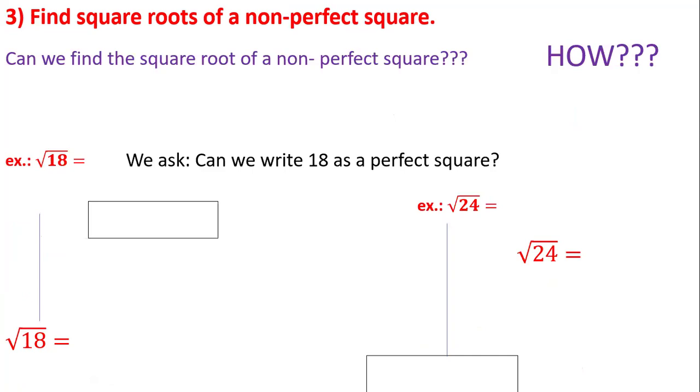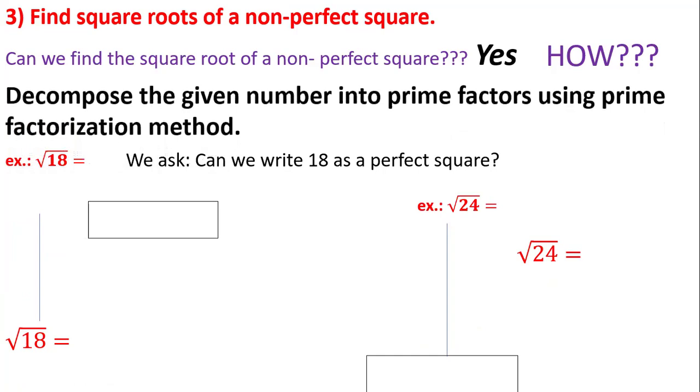Now, how can we find the square roots of a non-perfect square number? I ask myself, can we find the square root of a non-perfect square number? Of course, yes. How can we do this? If the number given inside the radical cannot be written as a perfect square, we decompose the given number into prime factors using the prime factorization method. You remember the prime factorization method.